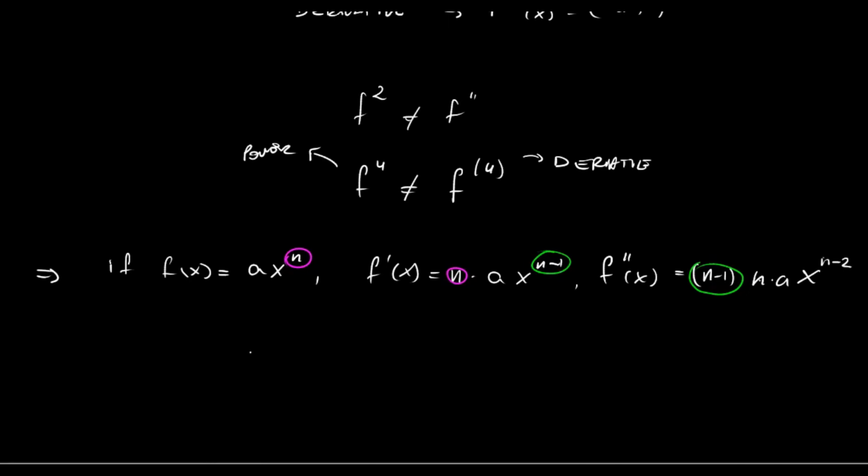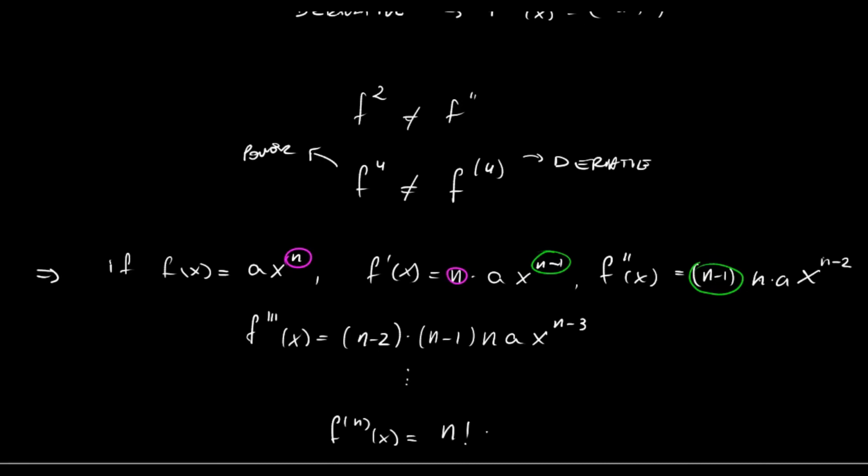And so we can go on, we can calculate the third derivative, and in this case it would be n minus 2, because it's this power times all the constants we had, n minus 1, n and a, times x to the n minus 3. So when we continue like this, we get to the nth derivative of f, and that is n factorial times a, because if we pay attention, for the third derivative we have n minus 2, n minus 1 and n.